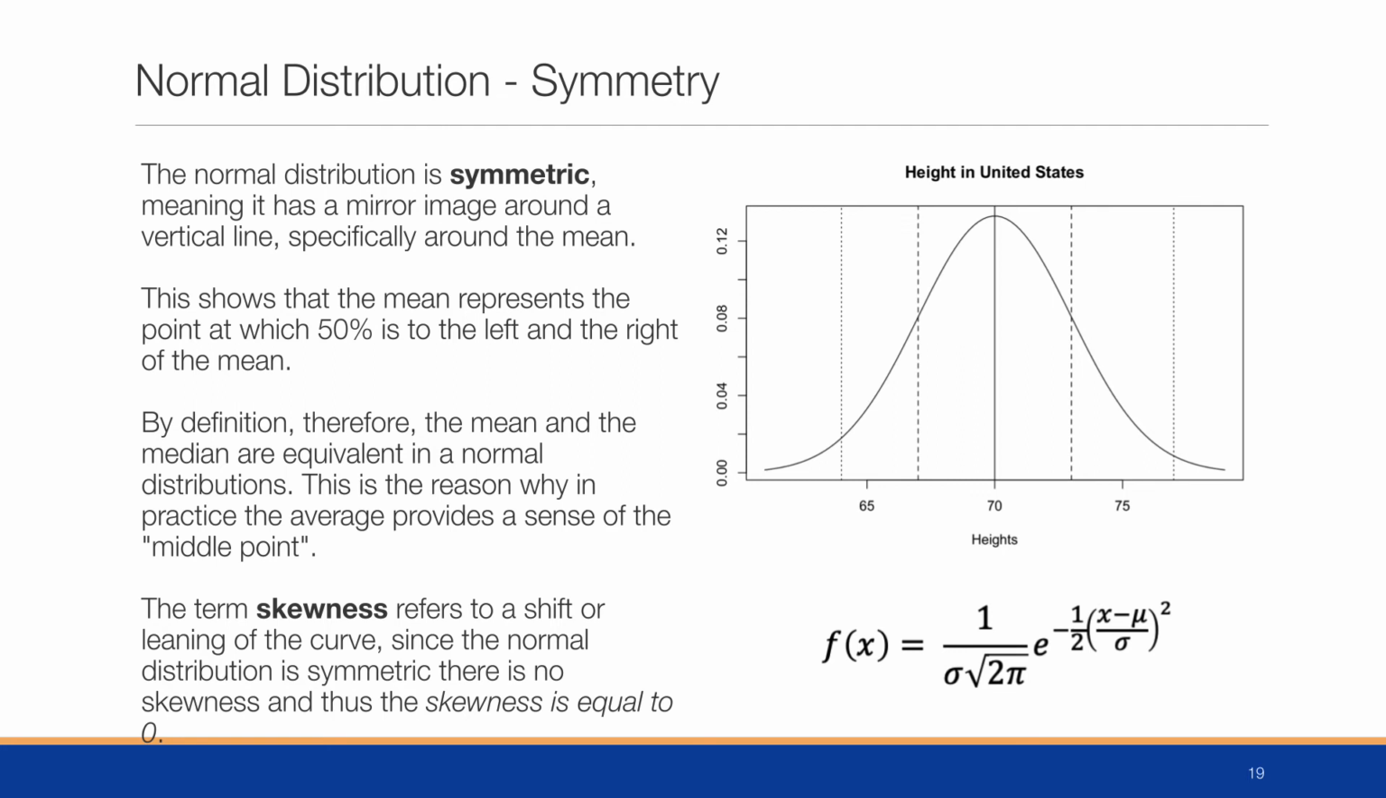Another important aspect of the normal distribution is that it is symmetric, meaning it has a mirror image around the vertical line, specifically around the mean. This shows that the mean here represents a point at which 50% is to the left and 50% is to the right. By definition, the mean and the median are therefore equivalent in a normal distribution, and it is the specific reason why in practice the average provides a sense of the middle. So it only provides that because people assume that whatever data they're looking at follows a bell curve. The term skewness refers to a shift or leaning of the curve. Since the normal distribution is symmetric, there is no skewness, and thus the skewness value for a normal distribution is 0.